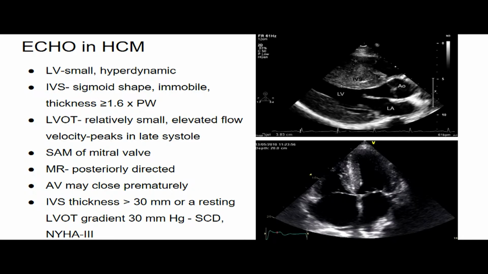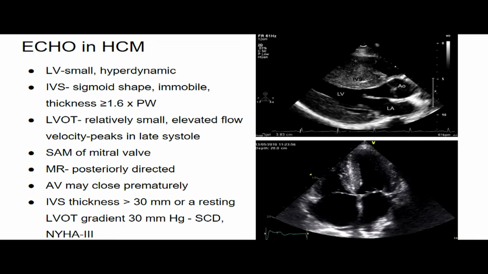Okay, so in echo, 2-3 parameters are very important. We have to see the thickness. This thickness is very important. If this thickness of septum is more than 30, then it's an indication for pacemaker. Okay, then LA enlargement. If LA is hugely enlarged, then again it's an indirect indication for going for surgery. Then we have to check mitral regurgitation.